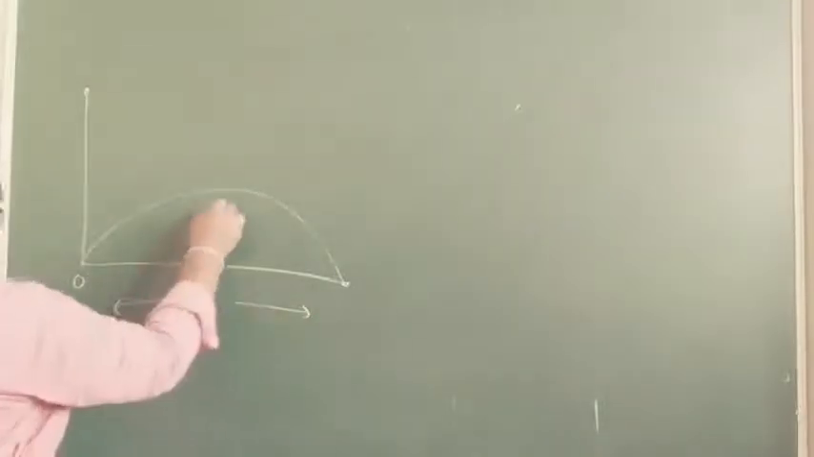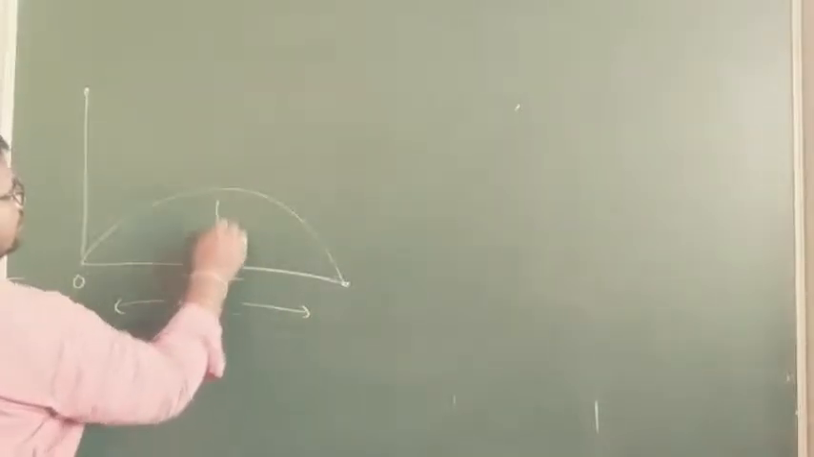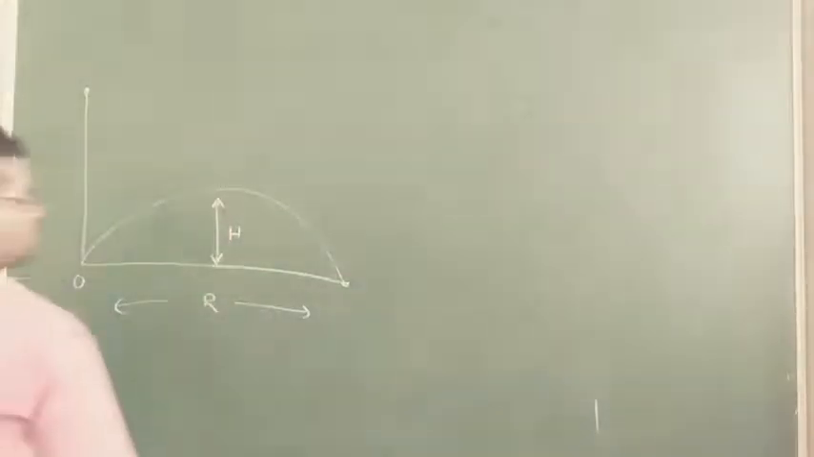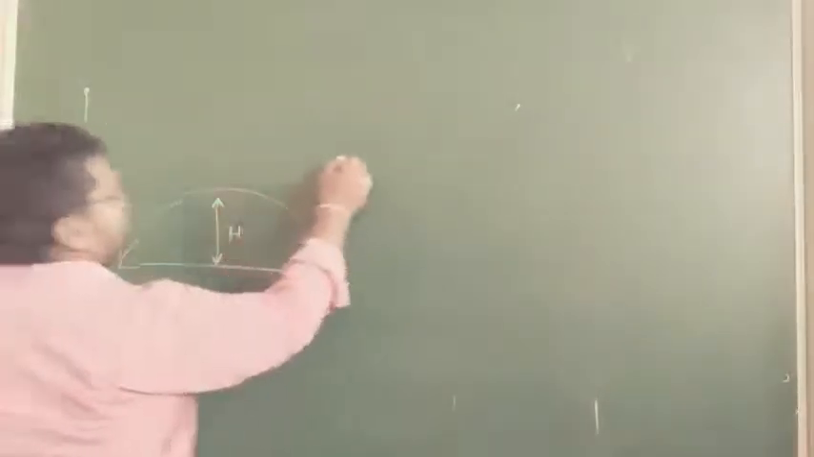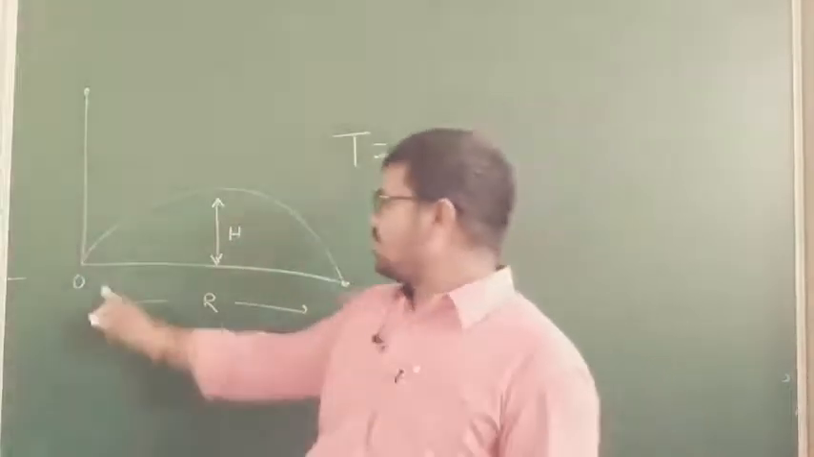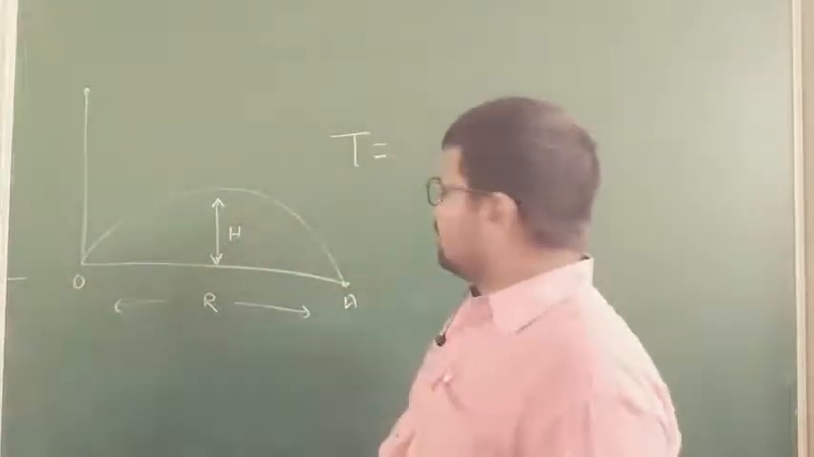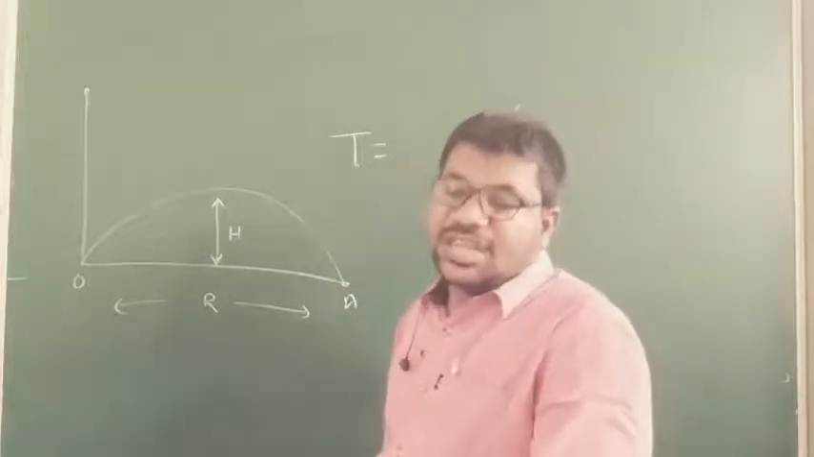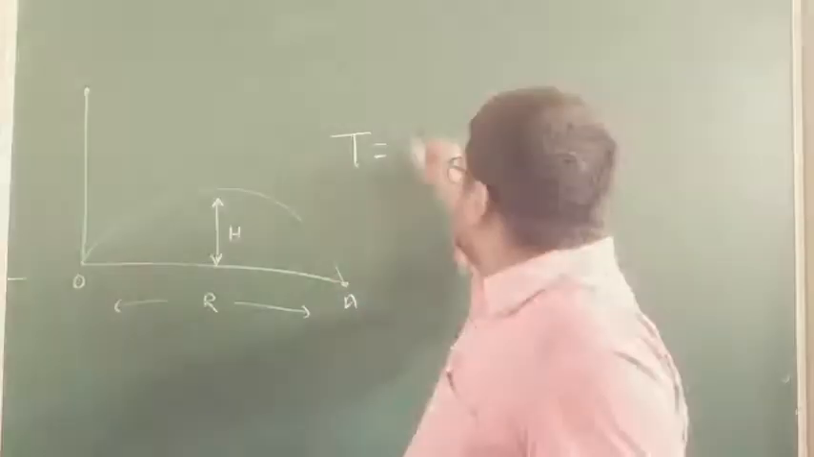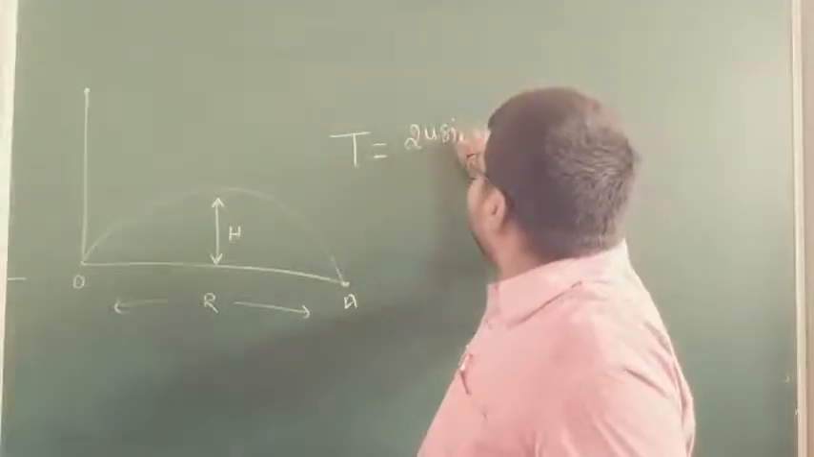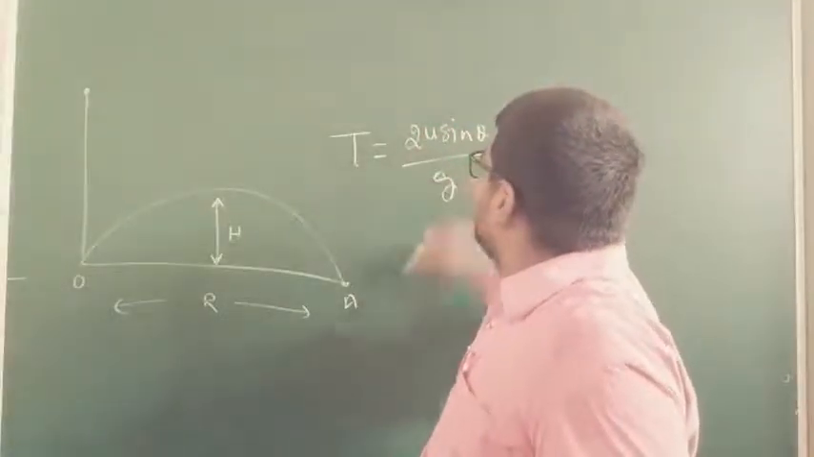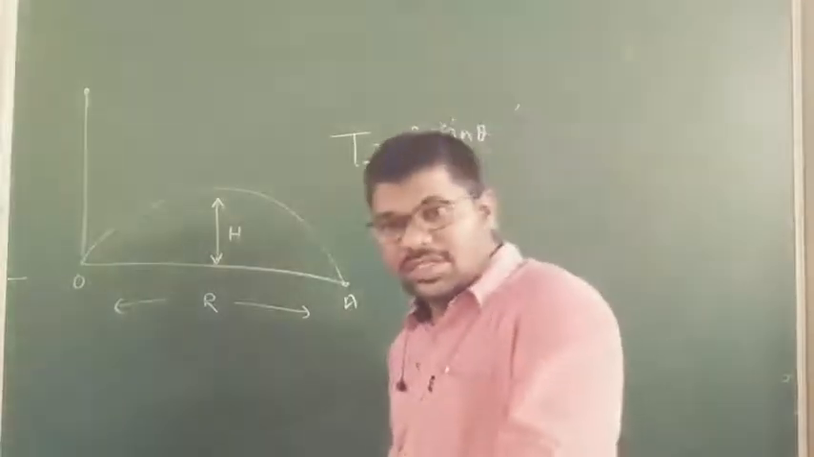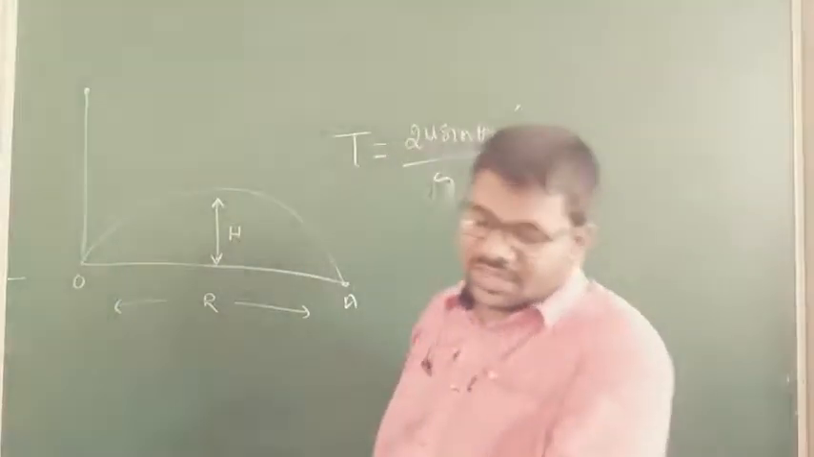Range, height, and time of flight T. The time taken by a particle from O to A is the time of flight, which is 2u sin theta by g. How it comes, you can see in the previous video.